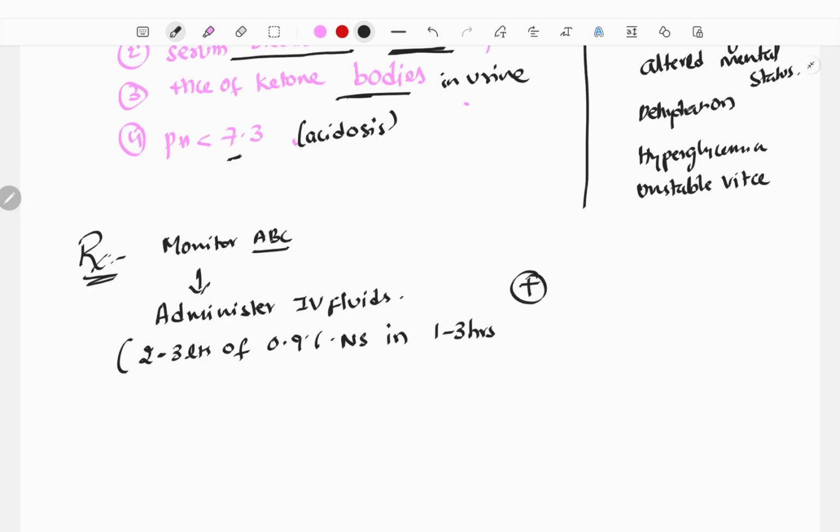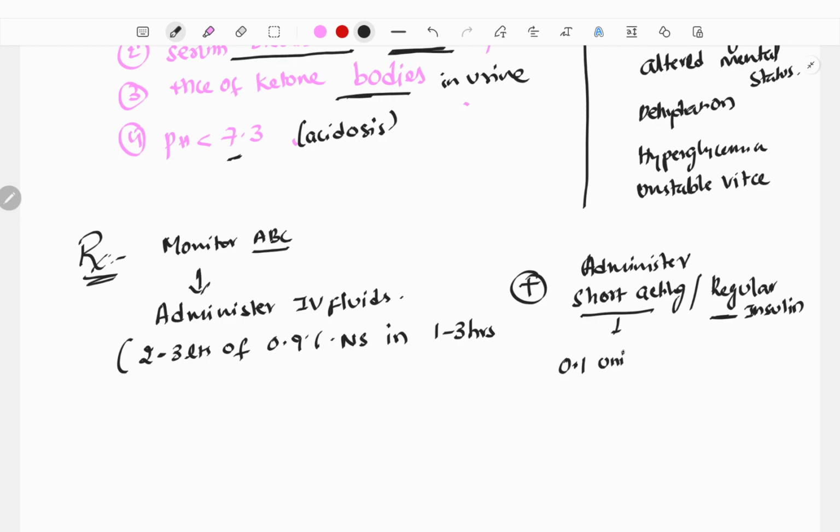Along with IV fluids, we need to simultaneously administer short acting or regular insulin. Remember, only short acting or regular insulin we need to administer, not long acting. So how will we administer this? Initially we need to administer 0.1 units per kg IV bolus to the patient whenever he comes.